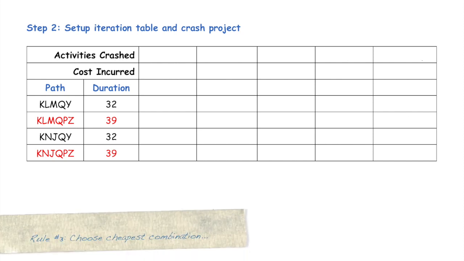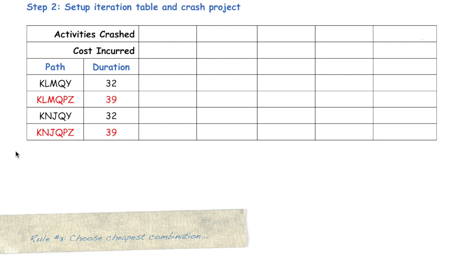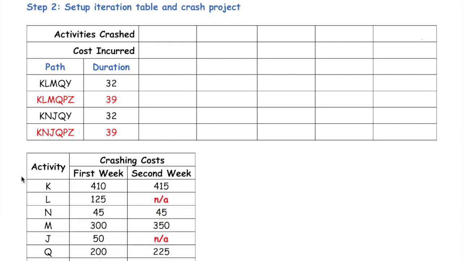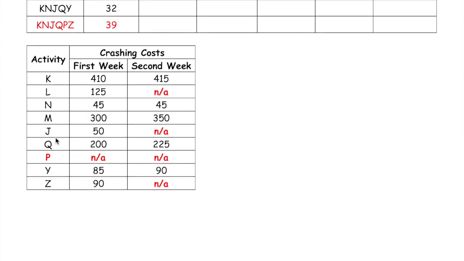The third rule to remember is to understand that the choice of activities to crash is very closely related to their cost slopes. So the way you decide which activities you're going to be crashing is based on whichever activities are the cheapest. This is going to be related to the cost slopes of the activities which are offered in our problem. We were given each activity and what it costs to crash for the first week along with the second week. This table is going to be useful in deciding the cheapest way to accelerate the project.